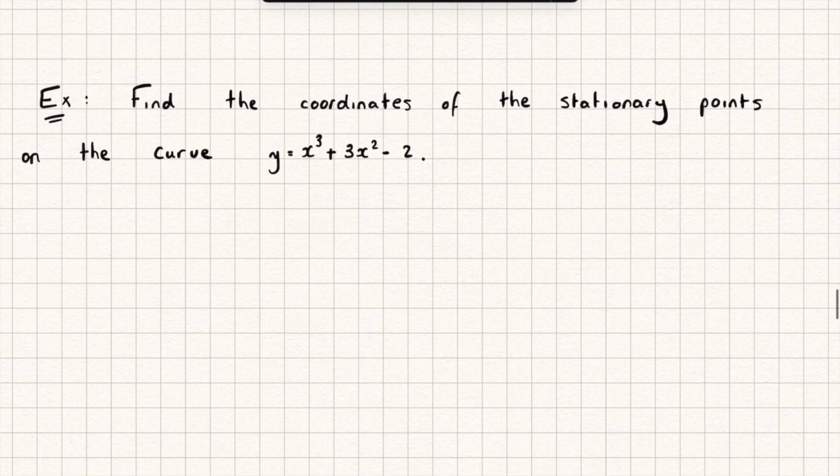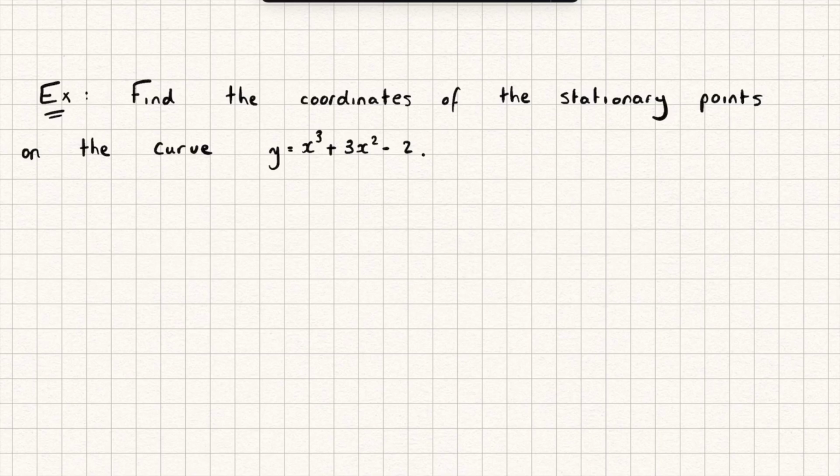So in this question, we have to find the coordinates of the stationary points of the curve y equals x cubed plus 3x squared minus 2. To do this, the first thing you want to do is find the derivative dy by dx. That's pretty easy. We're just going to times by the power and take one away. So we get 3x squared plus 6x. And remember, stationary points are where the derivative equals 0. So we're going to set our derivative equal to 0. And this has given us an equation to solve.